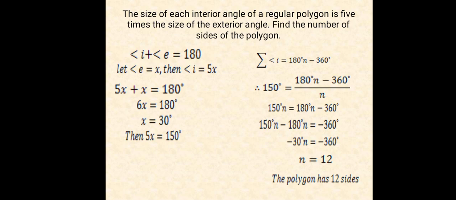Now, we have been told to find the number of sides of the polygon. We know the sum of interior angles is 180 degrees n minus 360. Now, if we divide that formula by n, we get the size of one interior angle. Now we know the size of one interior angle is 150. So 150 will be equivalent to 180 degrees n minus 360 over n. Now if we solve for n, we find that n is 12. So the polygon has 12 sides.